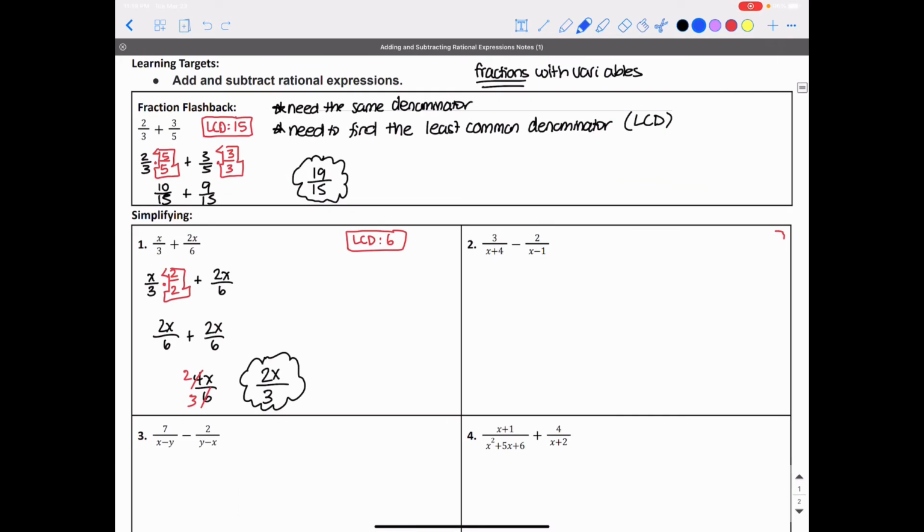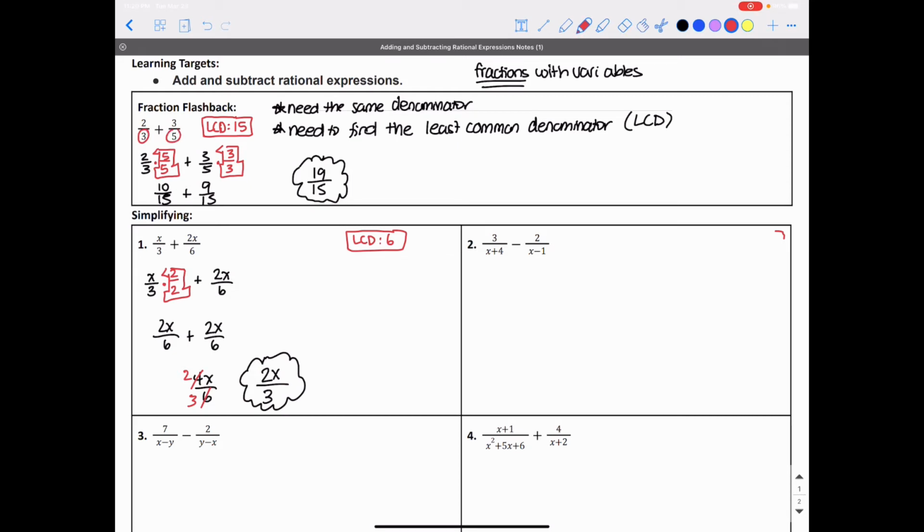So I saw that 3 and 6 shared something in common. I saw that 3 fit into 6. x plus 4 doesn't fit into x minus 1, and x minus 1 doesn't fit into x plus 4. And neither did 3 or 5. 3 and 5 didn't share anything in common here.